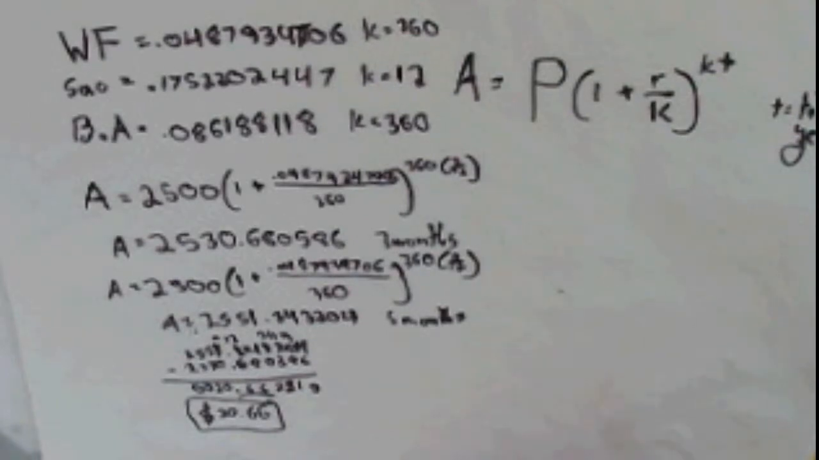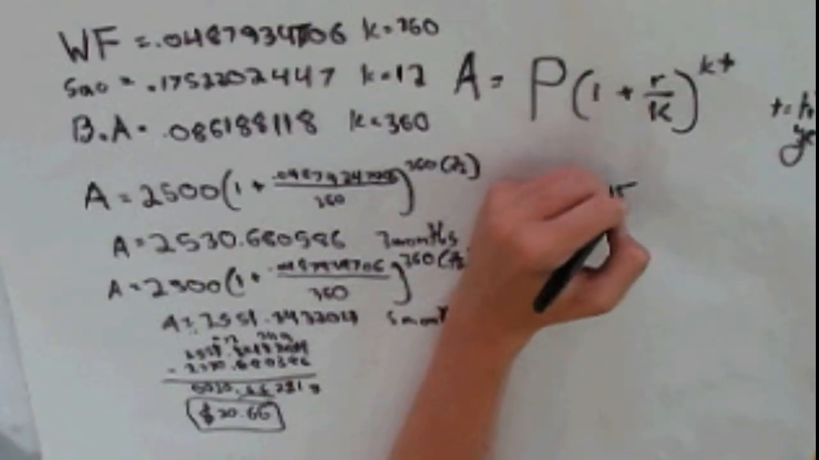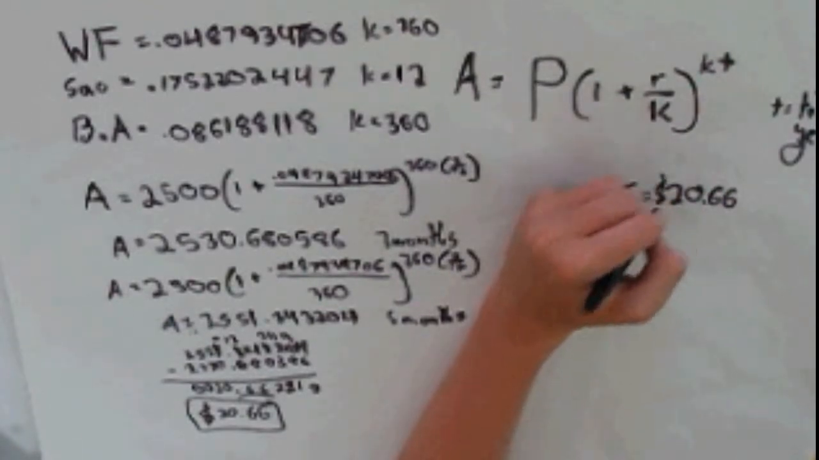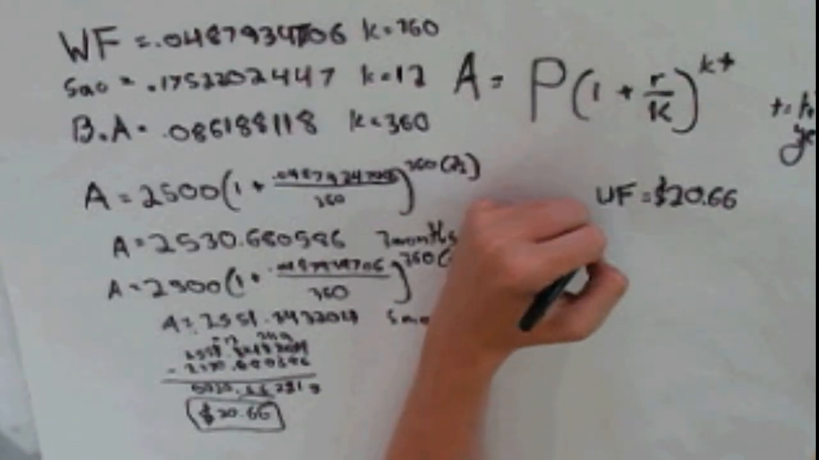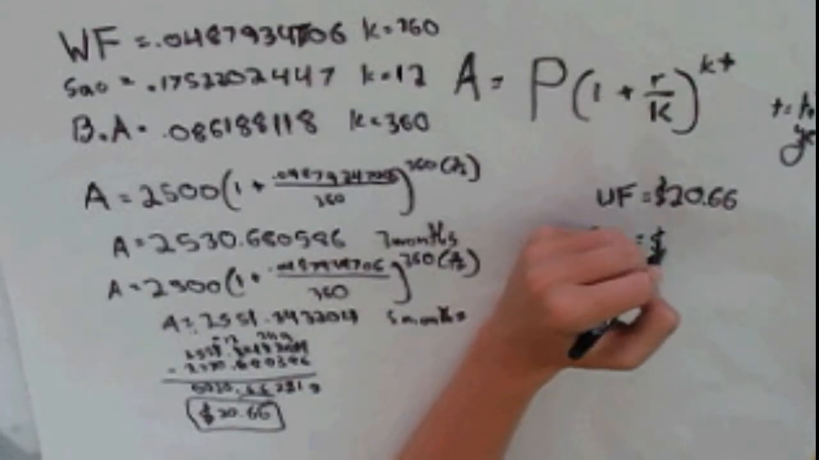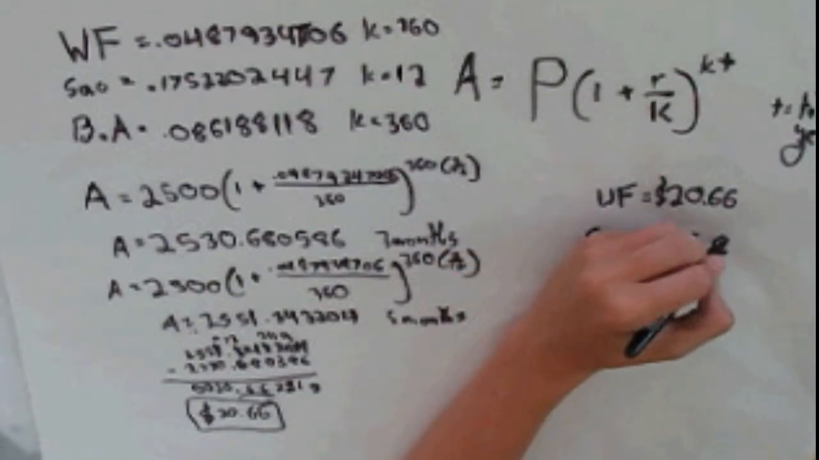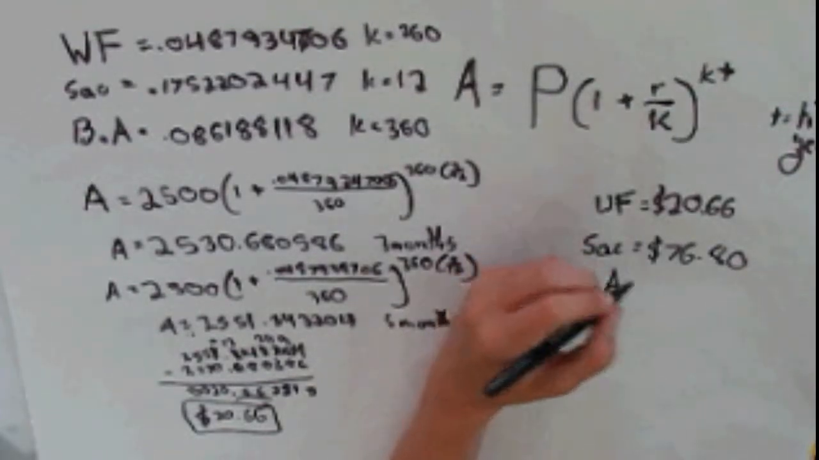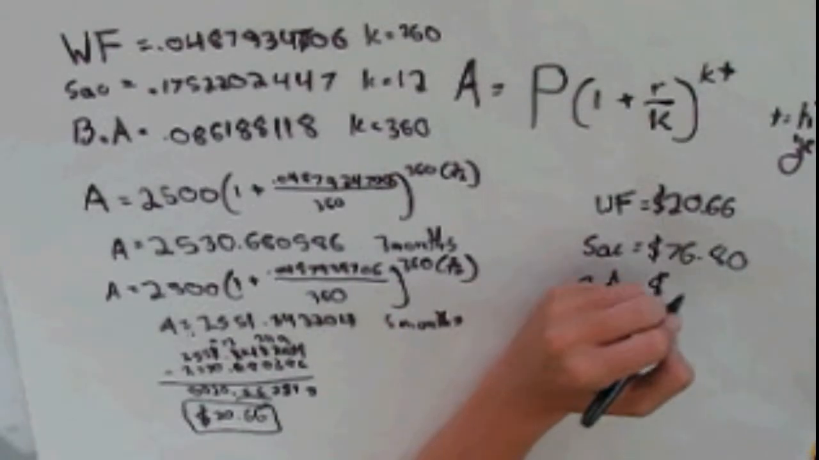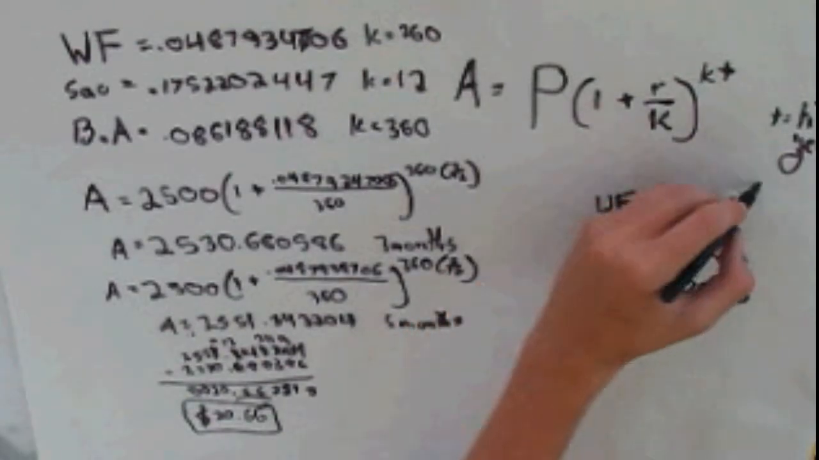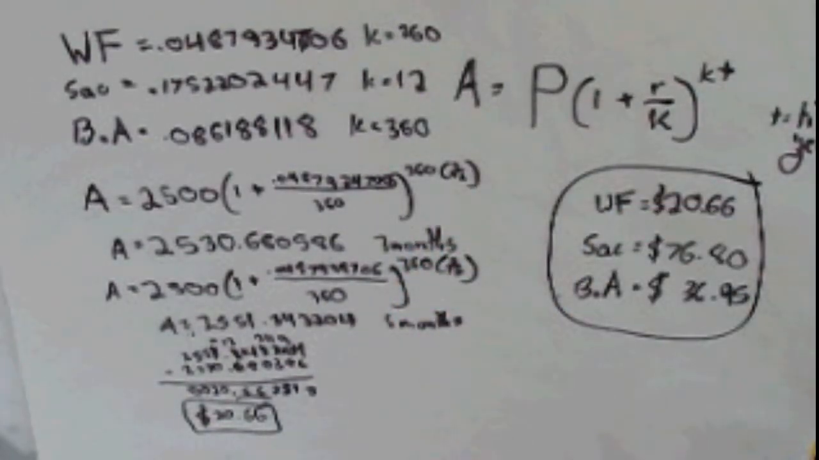And I will list them for you. So Wells Fargo, that's $20.66. At Sacramento Credit Union, you make $76.80. And then at Bank of America, you make $36.95. And those are all of the answers that you need after going through these steps.